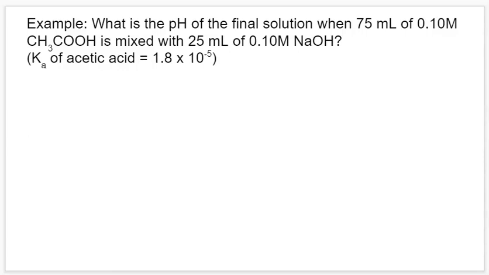All right, so let's try an example of this. Let's calculate the pH of the final solution when 75 milliliters of 0.1 molar acetic acid is mixed with 25 milliliters of 0.1 molar sodium hydroxide. We can already tell from the numbers given that they both have the same concentrations, but the volume of the acetic acid, the weak acid in this case, is 3 times more than the volume of the base being added to it. So we can already see that the weak acid is going to be in excess here. So we're going to want to use the Henderson-Hasselbalch equation.